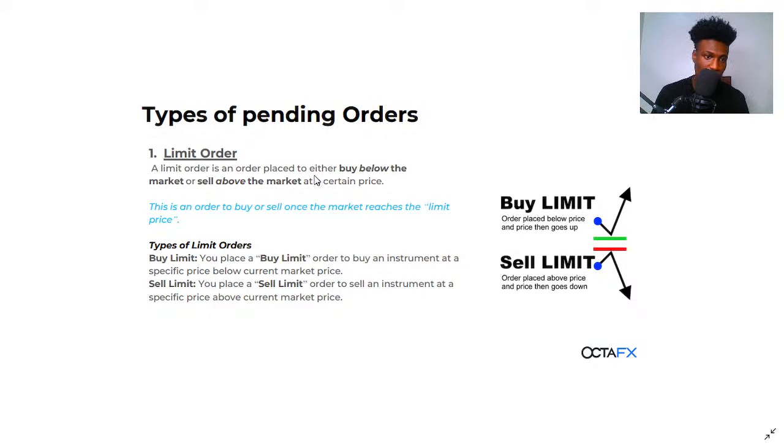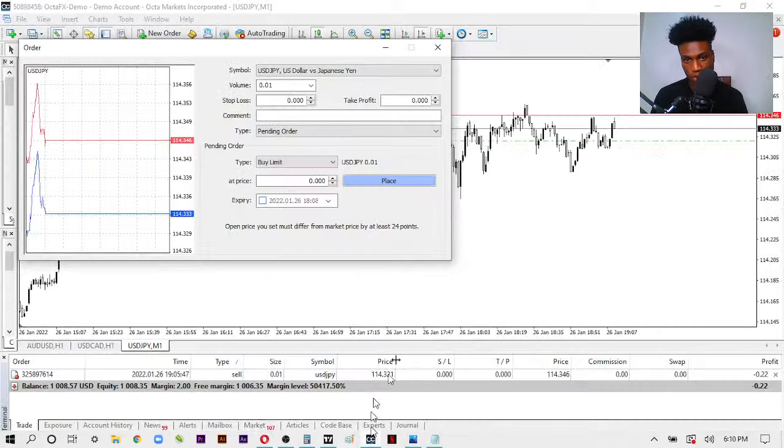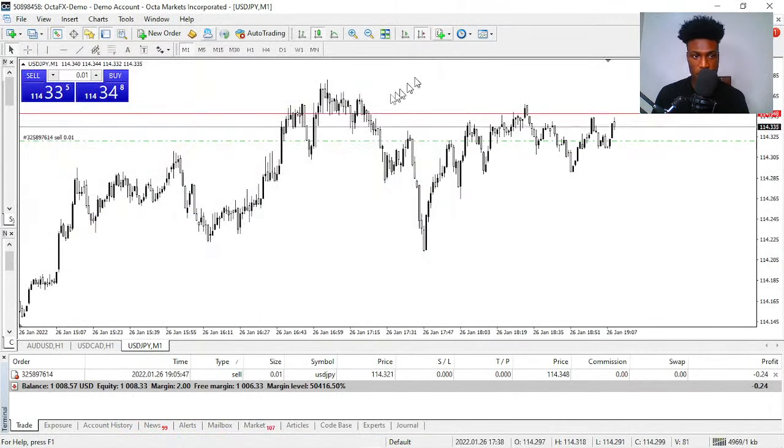The first type of limit order is the buy limit. You place a buy limit order to buy an instrument at a specific price below the current market price. So for buy limit, you're placing your order below the current market price, and for sell limit, you're placing your order above the current market price. Let me give you an illustration of how buy limit and sell limit orders work.